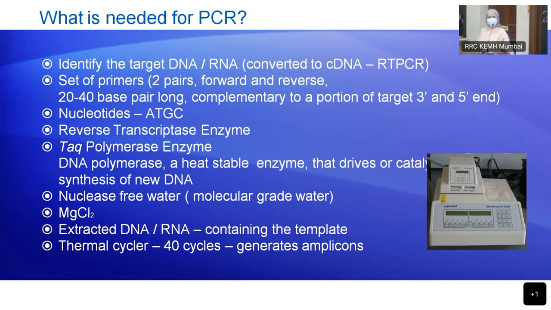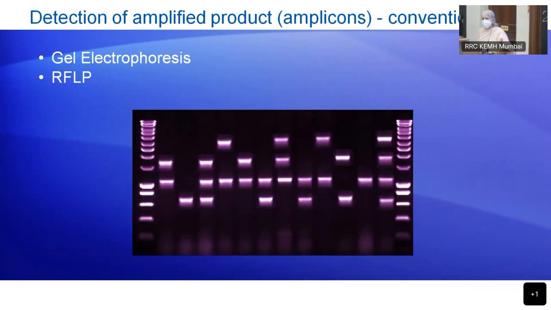And then you need to have a thermal cycler. So this can be a conventional thermal cycler, or it can be a real-time PCR system. There is also a new technique which is called isothermal amplification, where you don't need these thermal cycles, but that is not a part of today's discussion. So then you have to detect. You have used all these things, you have reagent, you have annealed, and you have also extended.